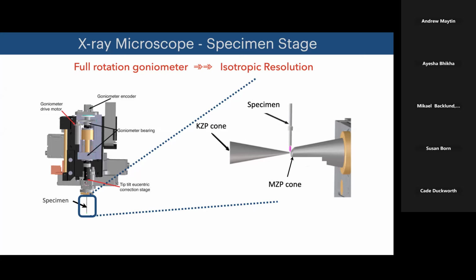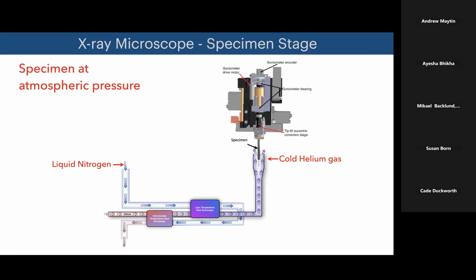For the specimen stage we use a full rotation goniometer, and that means you get isotropic resolution. There's no missing wedge. It has a rotary motor at the top, and the specimen hangs down into the X-ray beam with full rotation. The other thing is it's at atmospheric pressure, all parts of the microscope except where the specimen is, which is in a vacuum. So what we do is run a stream of liquid nitrogen cooled helium gas, cold helium gas, across the specimen very gently throughout imaging to blow all ice off the specimen. So you don't get any ice formation throughout the imaging process. And we have to use helium gas because we are imaging in that water window. The nitrogen would absorb. So it's a helium gas.